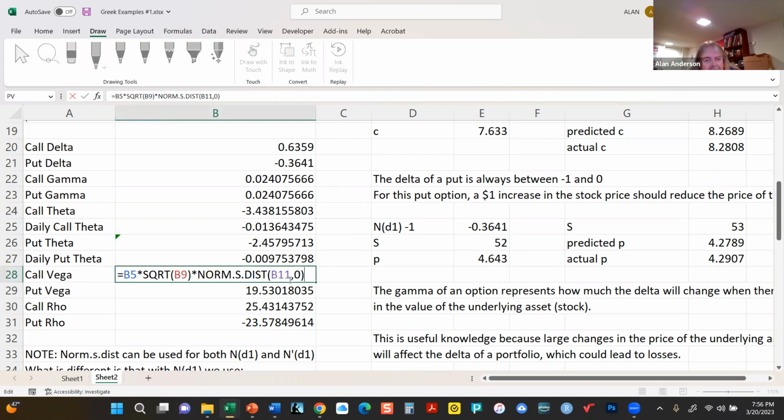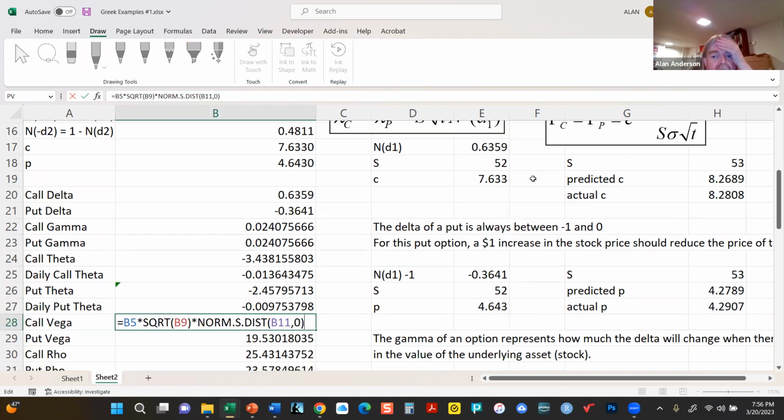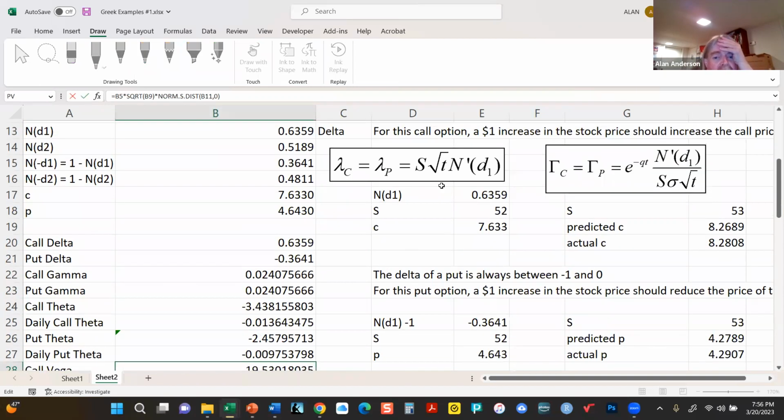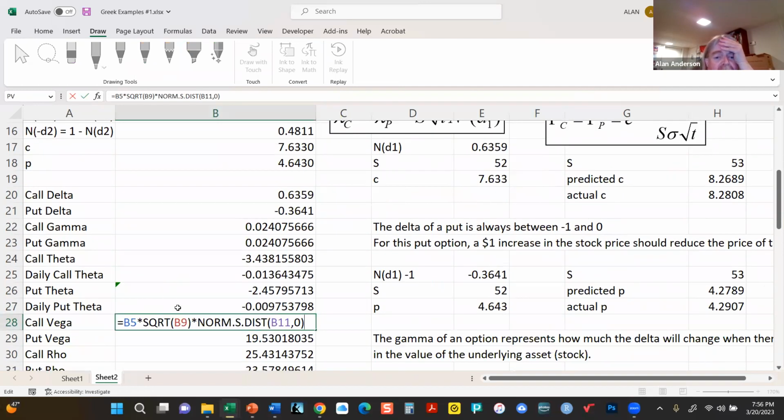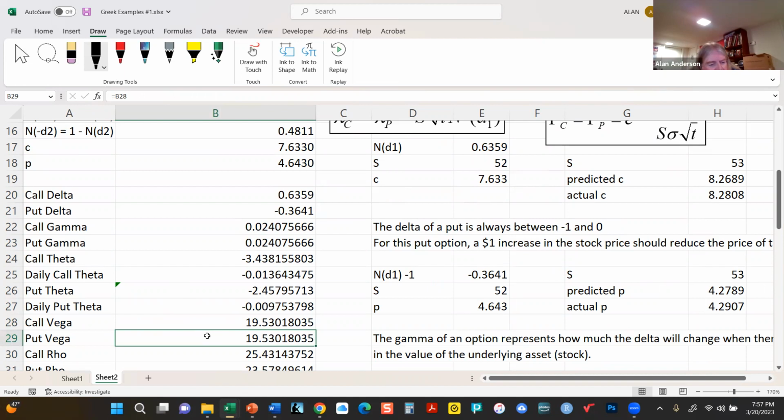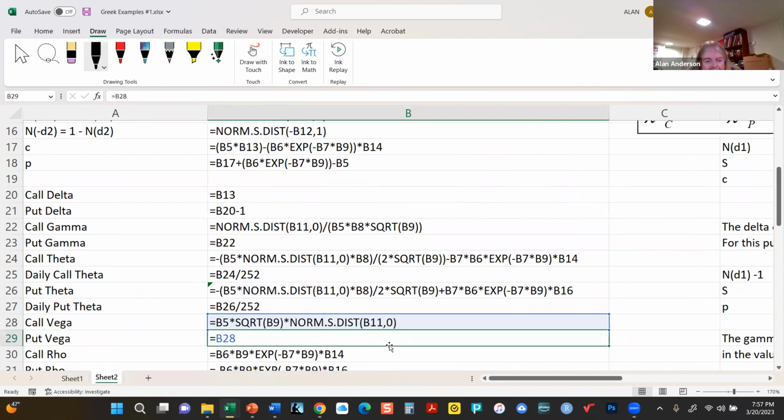But you're also, once you have that in place, all you're doing is multiplying this by the stock price and the square root of time. Okay, so that's your call. But you notice how the call and the put are both the same. In fact, because they're the same, I just typed in here equals B28.